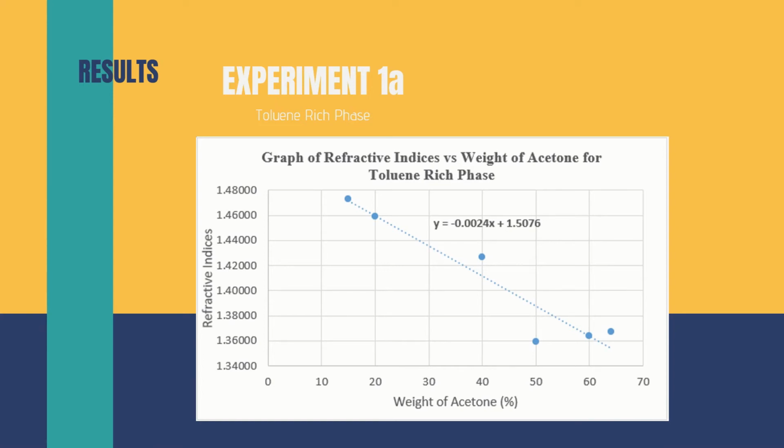From here, we can know that the value of refractive index is decreasing by the value of the weight of acetone. In other words, we can say that the value of refractive index is increasing by the weight of the toluene. The equation that we obtained from the experiment will be used in experiment 2.